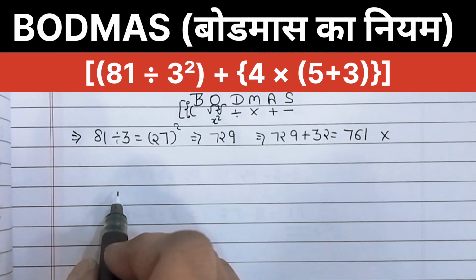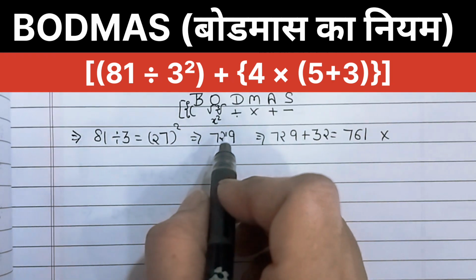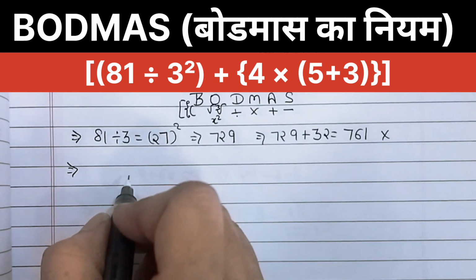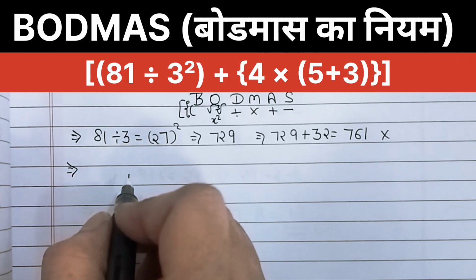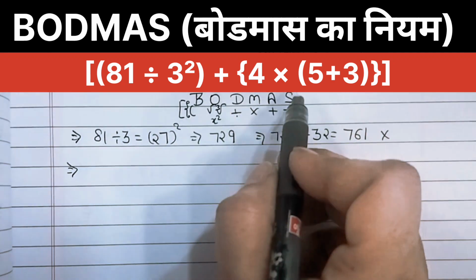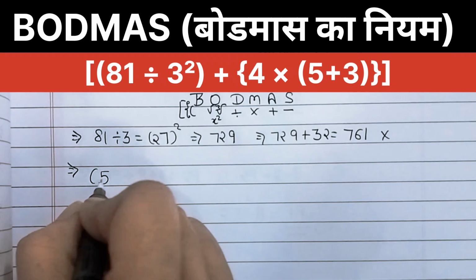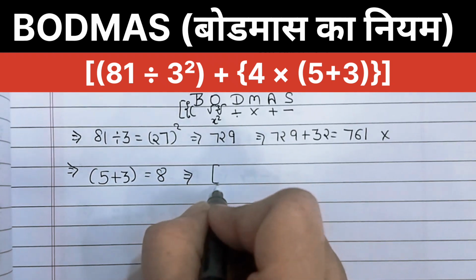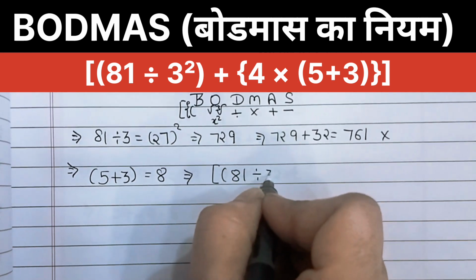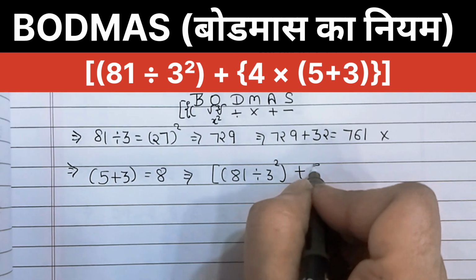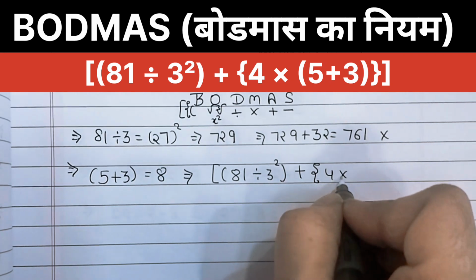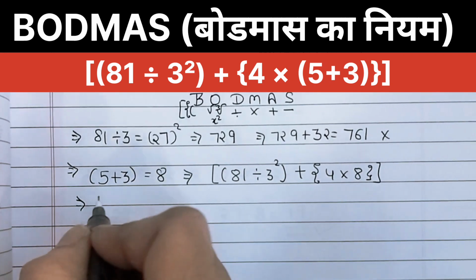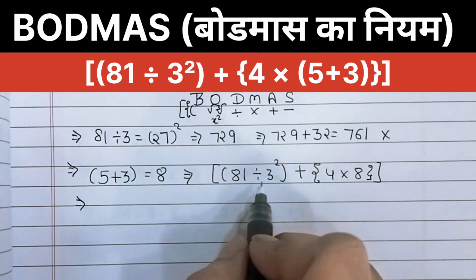Now let's study how to solve this expression using the BODMAS rule, which dictates the order of operation. First, solve the innermost parentheses. You can see the innermost parenthesis is 5 plus 3 is equal to 8. Now the expression becomes 81 divided by 3 square, and then plus curly bracket 4 multiplied by 8, and then square bracket off. Now the second step: solve the exponents inside the next bracket.